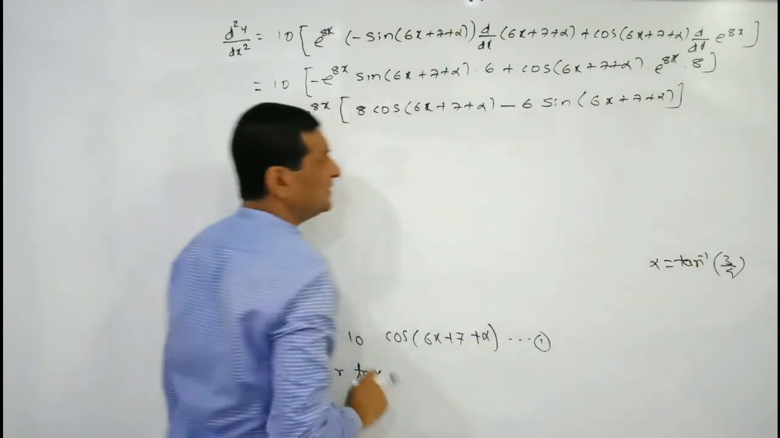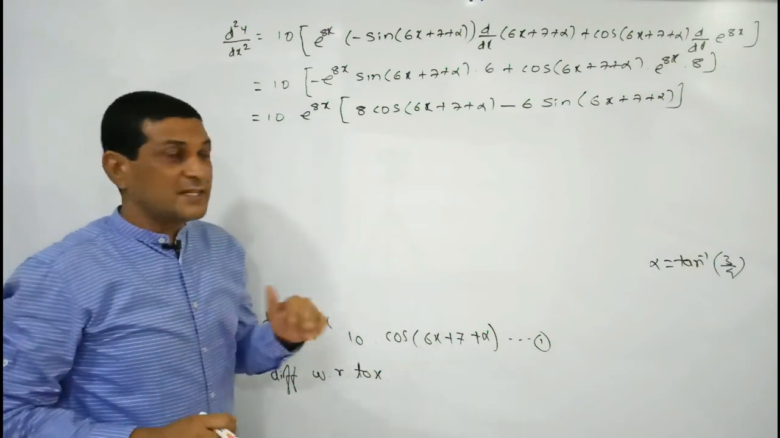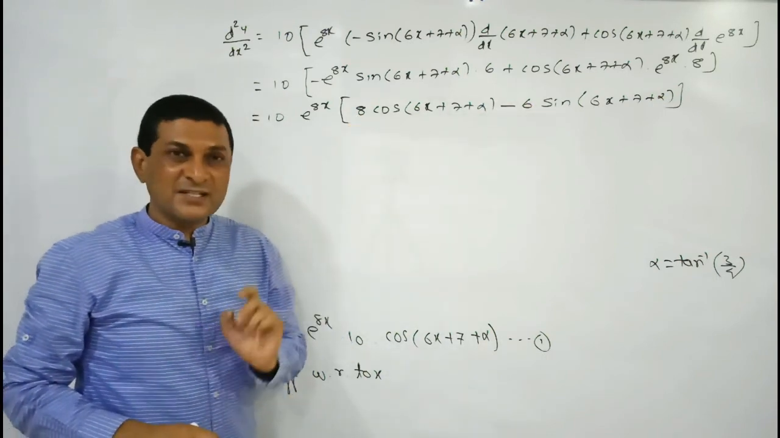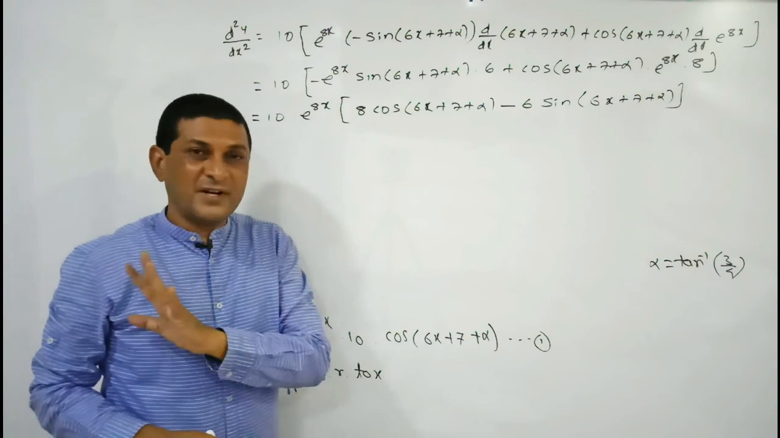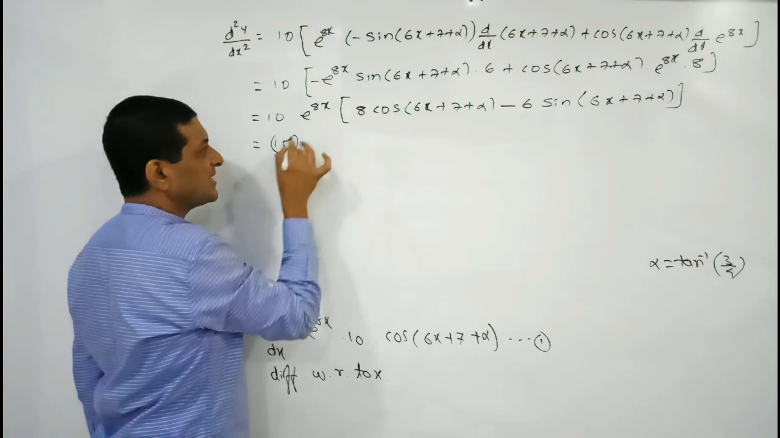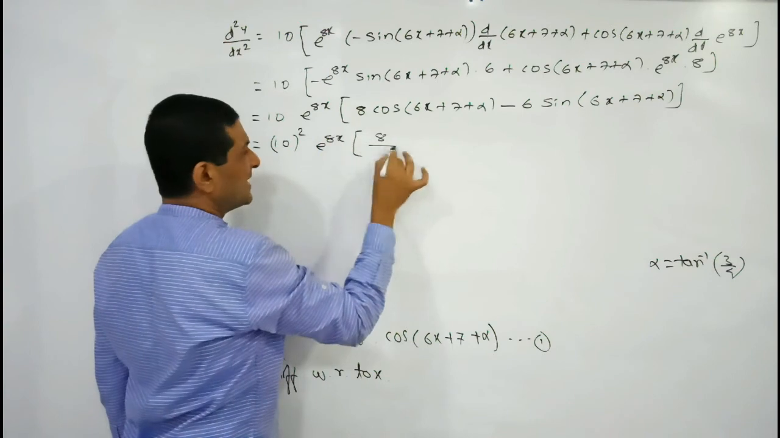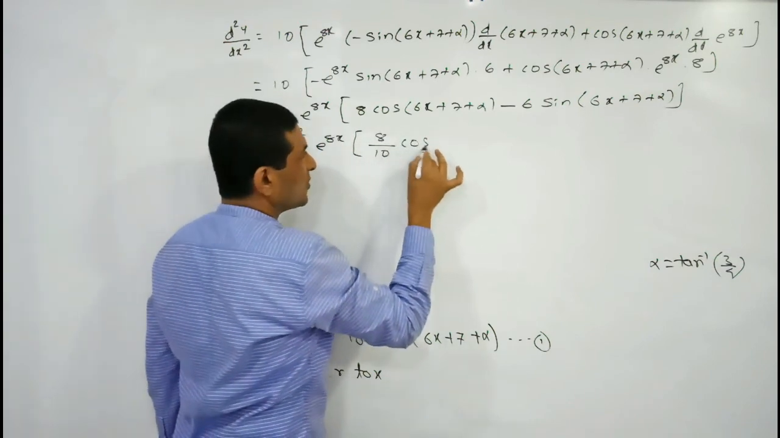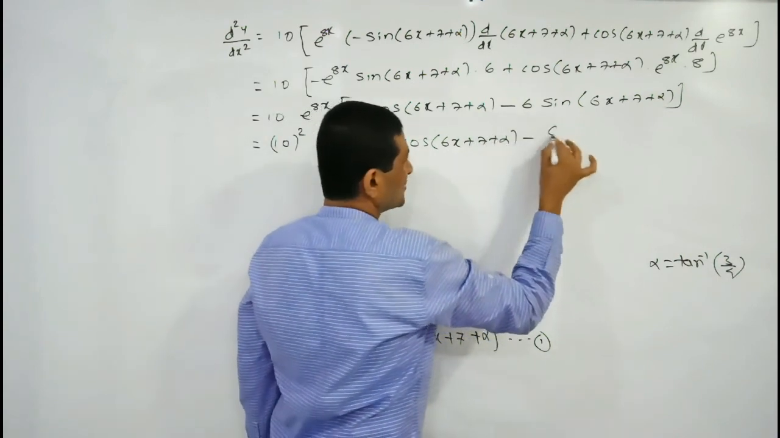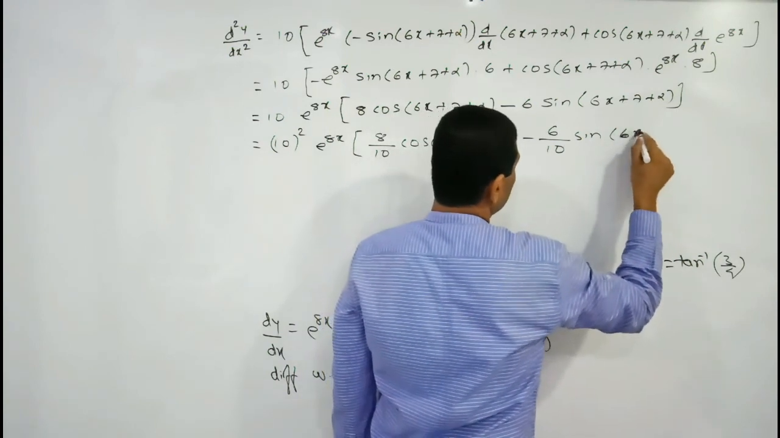alpha. Okay, so again we are using the same method which you applied in the first case: the sum of squares of 8 and 6 will be equal to 100, and the square root of 100 will be equal to 10. So I'm again multiplying by 10, which means here we'll get 10 square, and since I'm multiplying by 10, I'm dividing by 10 here. So 8 upon 10 into cos of 6x plus 7 plus alpha minus 6 upon 10 sine of 6x plus 7 plus alpha.